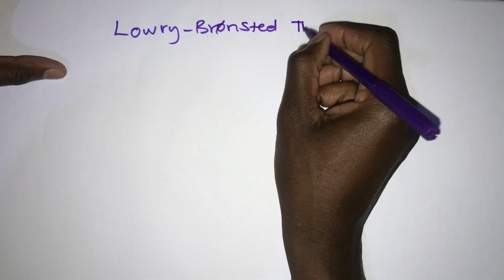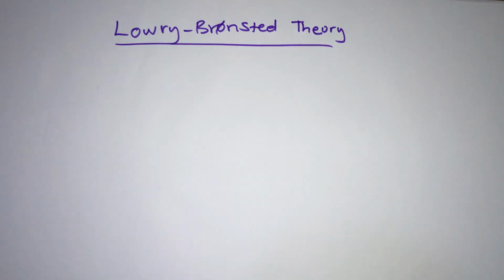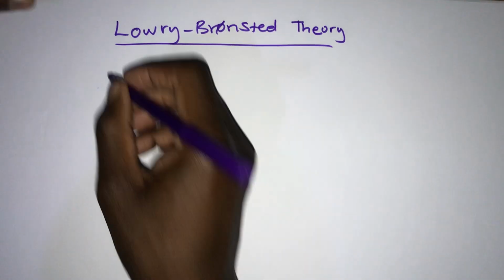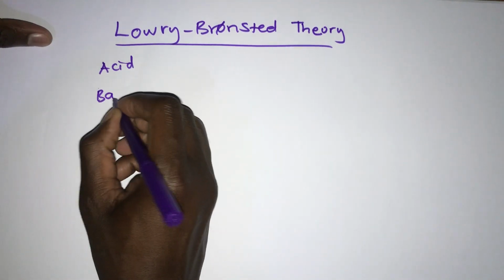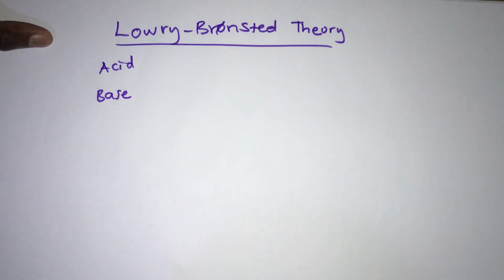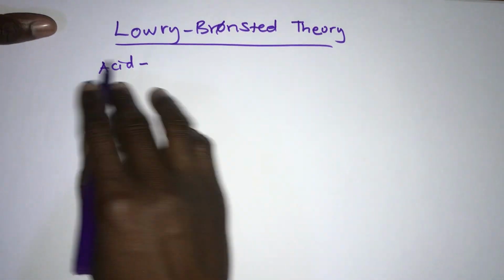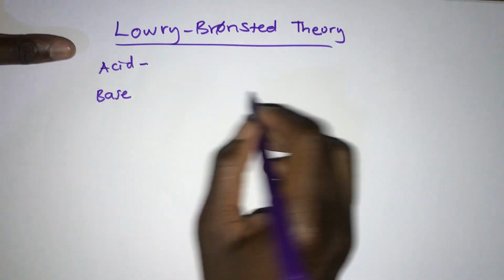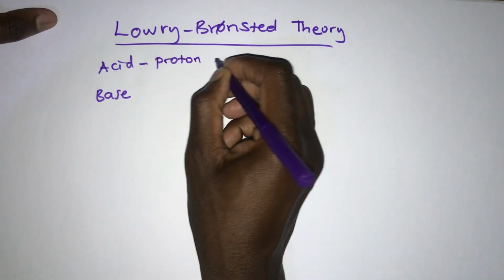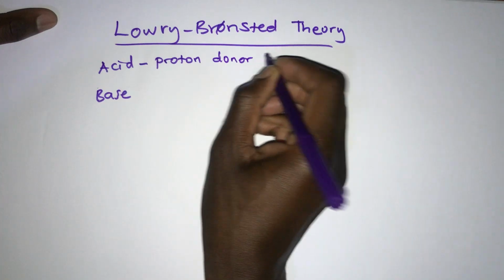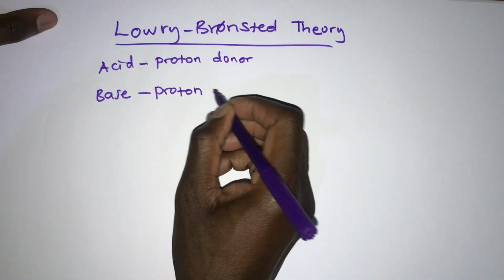And we have Lowry-Brønsted theory. So in Lowry-Brønsted theory, we have acid, we also have base. According to Lowry-Brønsted theory, an acid is a proton donor. A base is a proton acceptor.